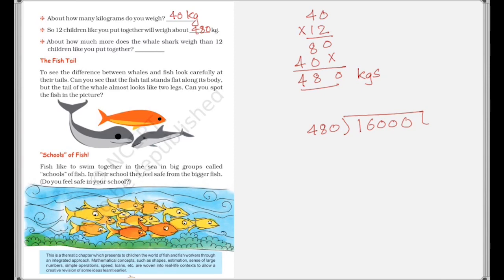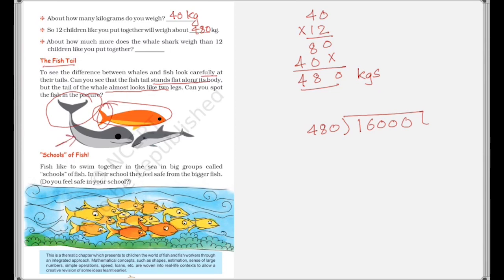Okay, now comes the fish tail. To see the difference between whales and fish, look carefully at their tails. Can you see that the fish tail stands flat along its body, but the tail of the whale almost looks like two legs? Over here you can see this is a fish, but over here this tail is different from the one over here, and therefore this animal is a whale.